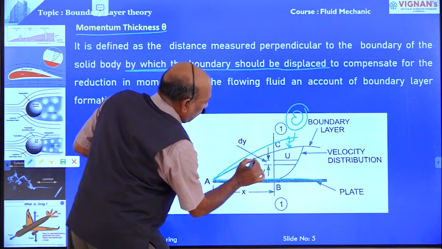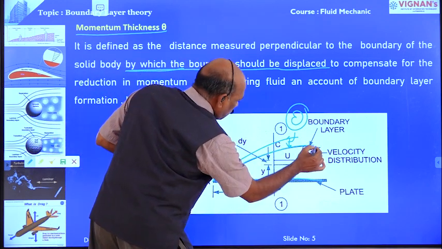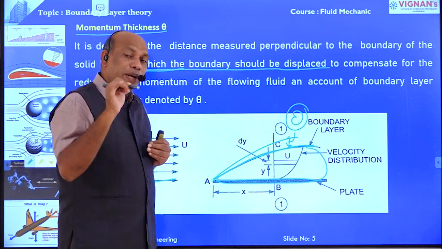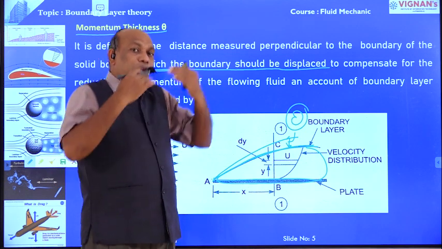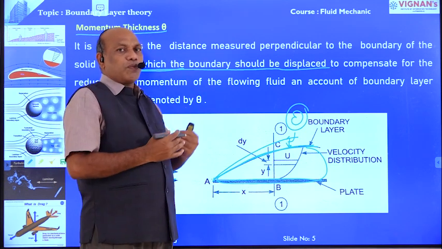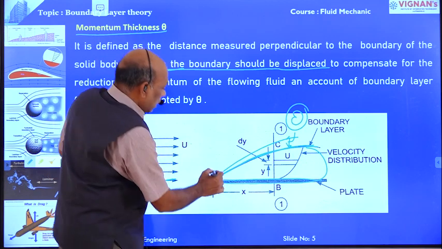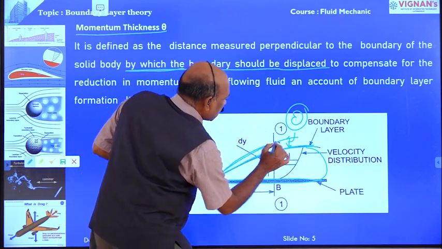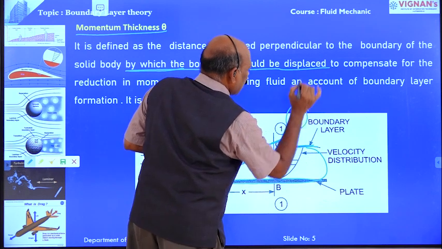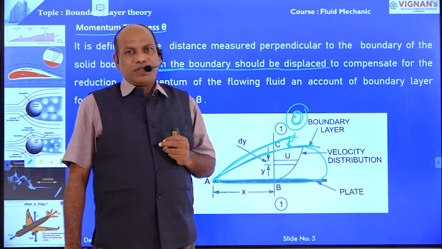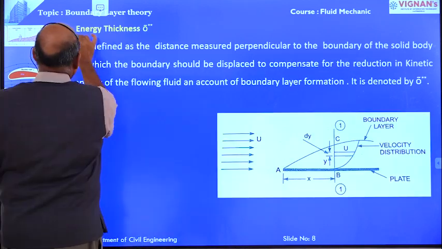there is a formation of boundary layer here. Because of this boundary layer, there is a reduction in the momentum of the flowing fluid. To compensate this reduction of the momentum of the flowing fluid because of formation of boundary layer, this boundary layer is displaced to a distance of theta. This is known as momentum thickness. Right? Next one, energy thickness.